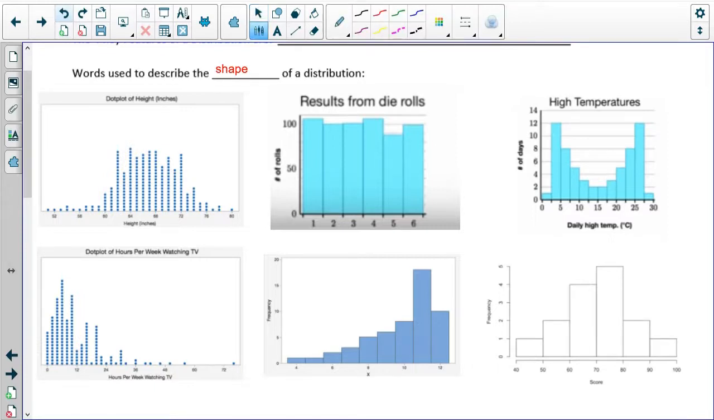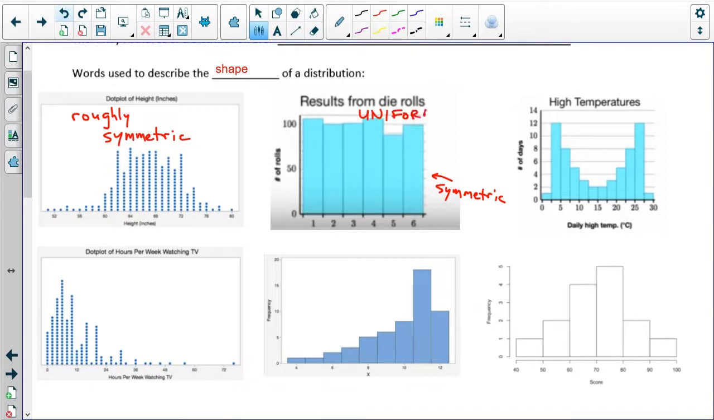So the first one on the top left is going to be roughly symmetric. Now, there are a few more observations to the left than there are to the right, but in general, most of this ends up being something that's kind of in a symmetrical pattern. So that's roughly symmetric. Now, the second one is also symmetric, but we have a more descriptive way to put this. Not only is it symmetric, we would call it uniform.